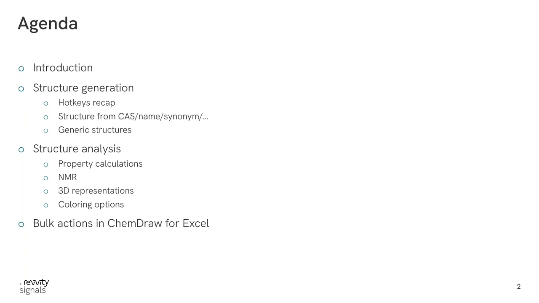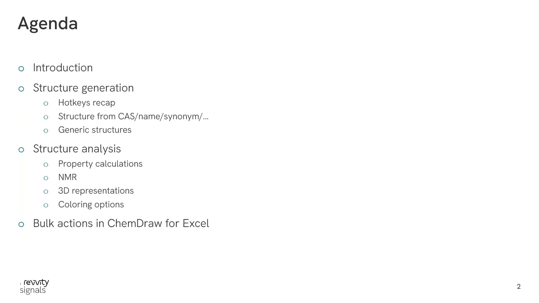We will focus today, on the one hand, on structure generation. So how can I quickly generate structures, drawing by hand, but especially getting them from CAS numbers, names, etc. That could be single structures, that could also be libraries of structures. And then we spend, I would say, even more time on the different functionality that you have in ChemDraw to analyze your structure. That could be property calculation. So we will look at different types of properties that you can calculate, the different places where you can do that within the ChemDraw suite.